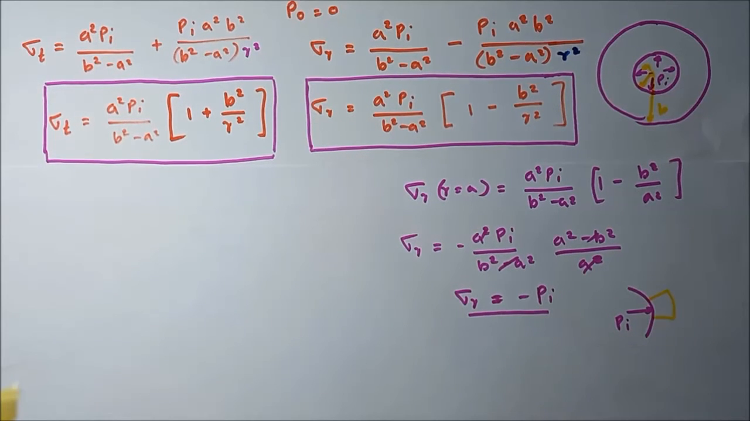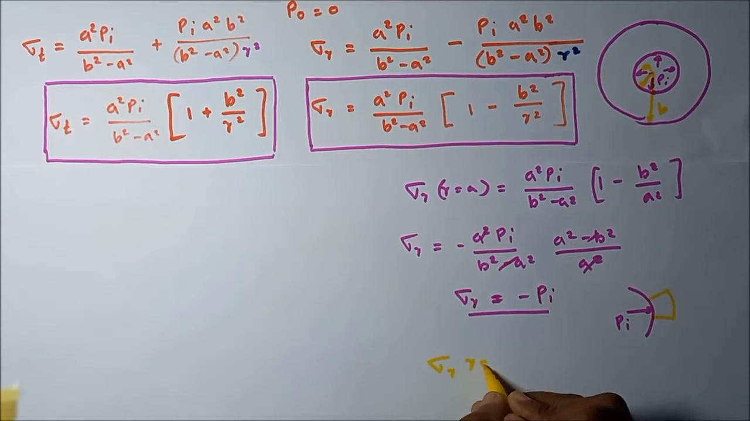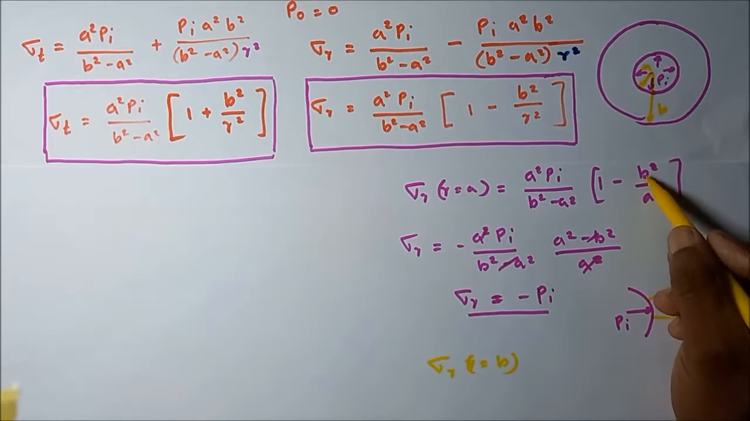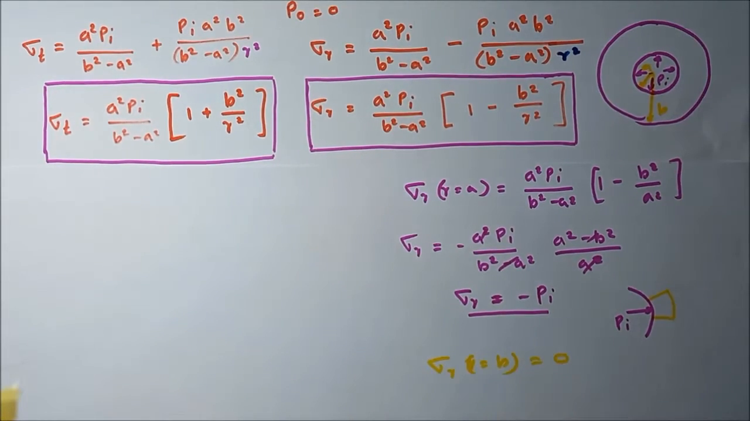Then what happens when R is equal to B? This ratio becomes 1, then 1 minus 1 is equal to 0. That means the radial stress is equal to 0 when R is equal to B. Then let me mark these stresses on a stress diagram.